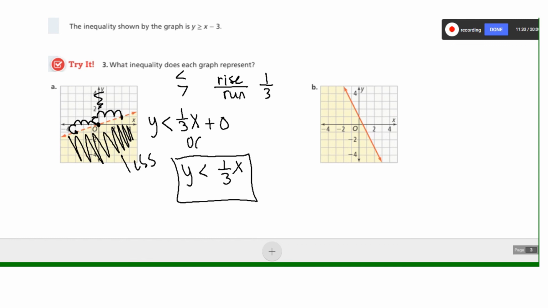We want to come up with the inequality for this graph. So this is a solid line. Since we have a solid line, the number is included in the solution.